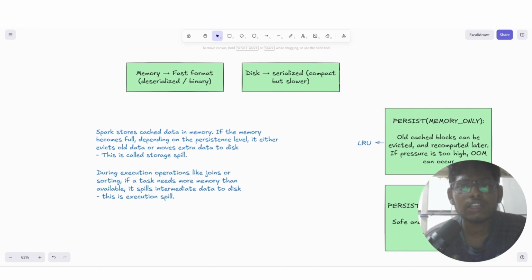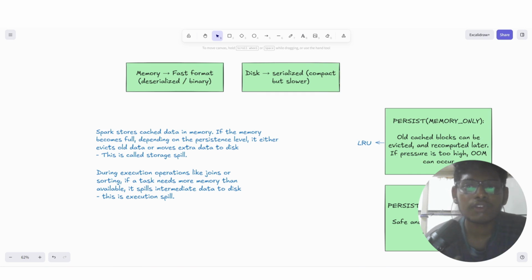We need to understand two things: memory only and memory and disk. When you cache a data frame, like df.cache, it defaults to memory and disk. For example, your memory can hold up to 100 MB, but your cached data frame is 120 MB. The remaining 20 MB will get spilled to disk. So no crash will occur, it will be safe.